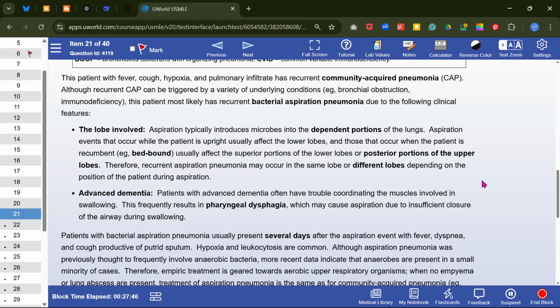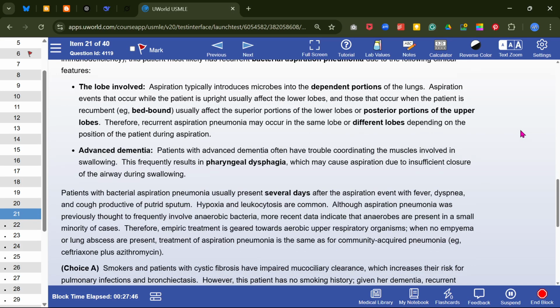Although aspiration pneumonia was previously thought to frequently involve anaerobic bacteria, more recent data indicate that anaerobes are present in a small minority of cases. Therefore, empiric antibiotic therapy is geared towards aerobic upper respiratory organisms when no empyema or lung abscess is present. Treatment of aspiration pneumonia is the same as community acquired pneumonia, like ceftriaxone plus azithromycin.